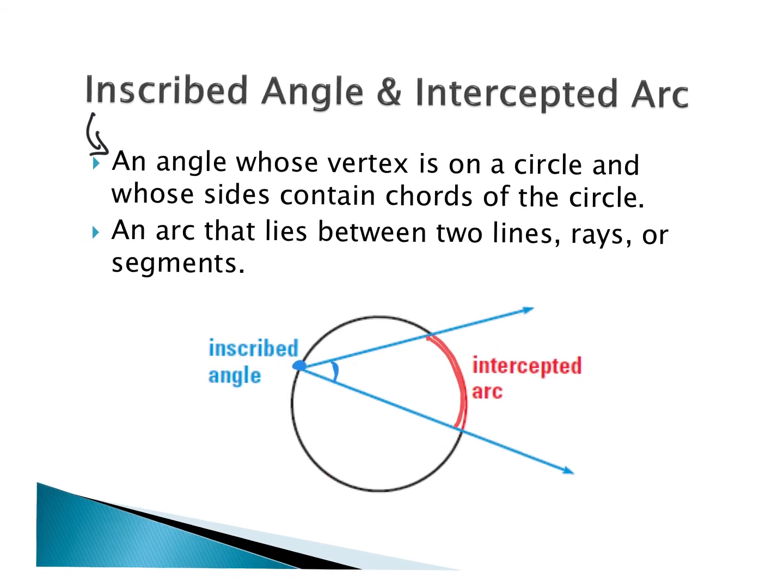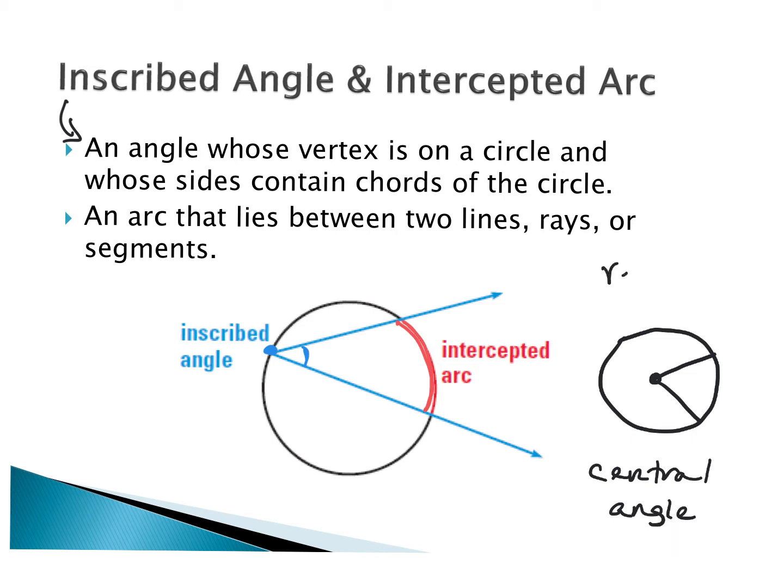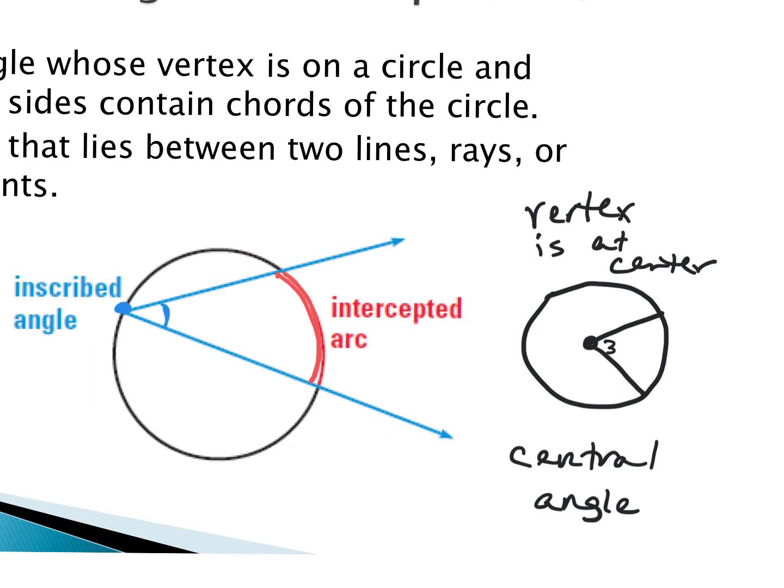Now, before, I guess in the first chapter or at the beginning of the chapter, we talked about central angles. So the difference between an inscribed angle and a central angle is, a central angle's vertex is at the center. And remember when we covered this, if this angle here was 30 degrees, then its arc measure was also 30 degrees. So the central angle and the intercepted arc of a central angle are always the same.